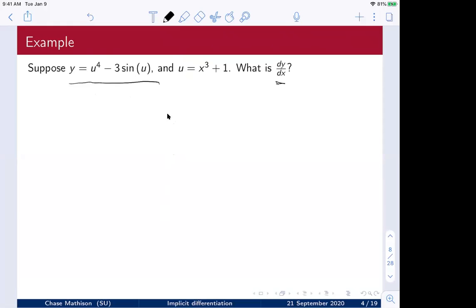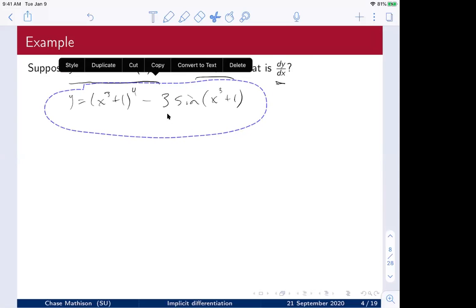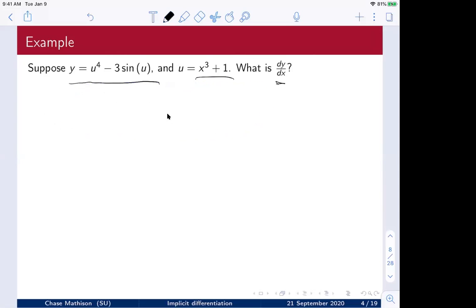So before we knew the chain rule, the only way you could try to do this was to plug in u is x cubed plus 1 and get y equals (x cubed plus 1) to the fourth minus 3 times the sine of (x cubed plus 1) and try and differentiate that before the chain rule, right? Now the chain rule kind of lets you, especially in this type of problem, do it in reverse. It lets you differentiate first, and then you can plug in what u is. Okay, so we want to find dy/dx.